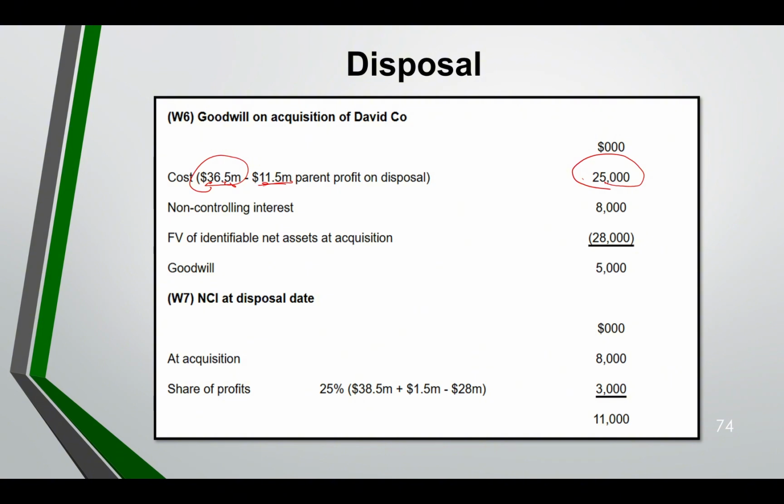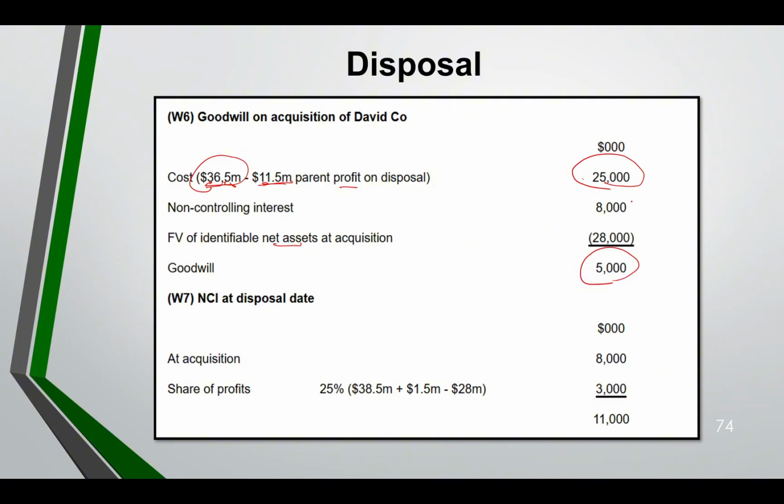If you find the difference, you're working backwards now. Where profit is given, consideration is given, you have to find the cost. So sale price minus profit is your cost. You understand? That's how you get the cost. So directly they have not given you the cost here. Then NCI is given the fair value, net asset fair value is given, calculate goodwill.